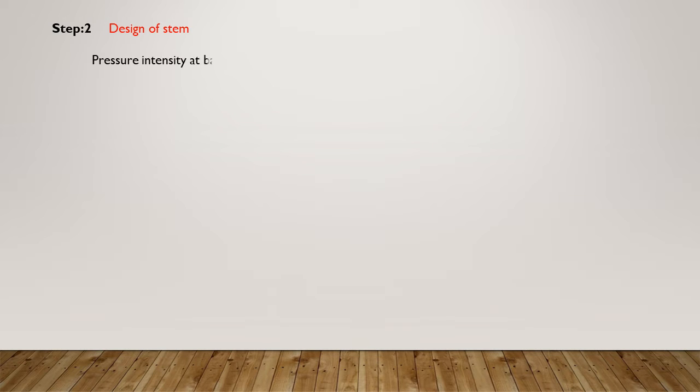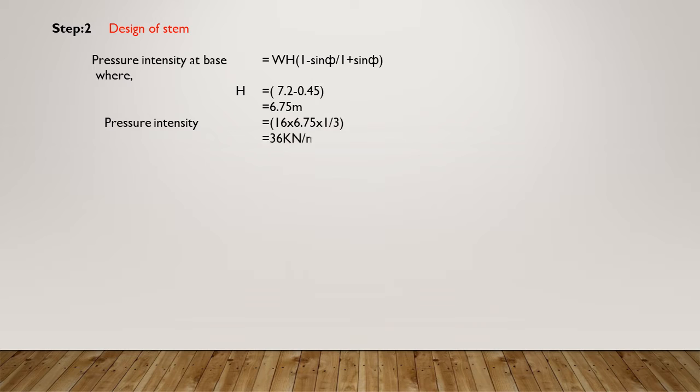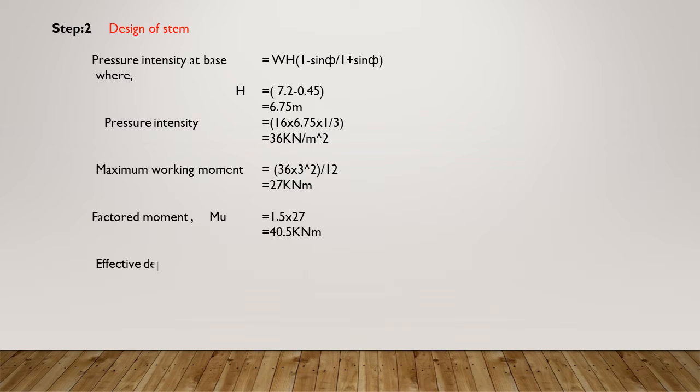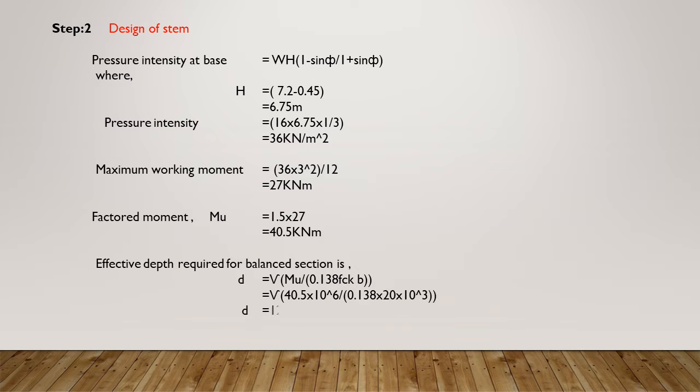So step number 2, design of stem. So pressure intensity at base is equal to W h into (1 minus sin phi divided by 1 plus sin phi). This is a basic formula. So h is equal to 7.2 minus 0.45. This is how we find the stem height: overall depth minus thickness of base slab. So this is 7.2 minus 0.45, and our answer is 6.75 meter.